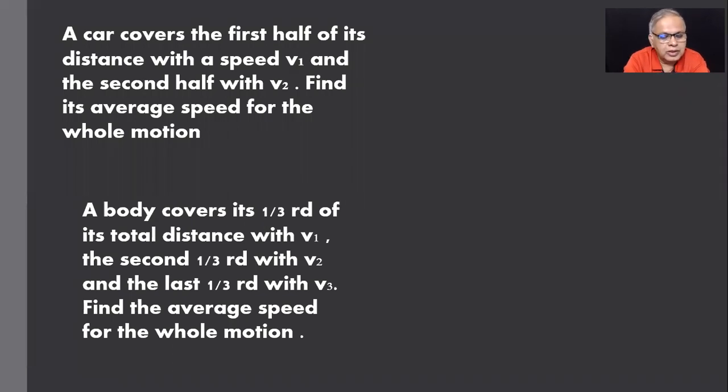All right. Now a car covers the first half of its distance with the speed v1 and the second half with speed v2. Find the average speed for the whole motion. Now we know the definition, right? We don't show average by any vector sign. Delta S by delta T we write. But as I told you, in popular language, total distance by time taken. Right. So look at this.